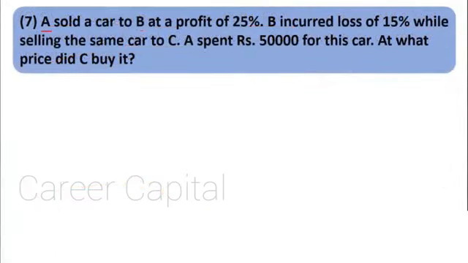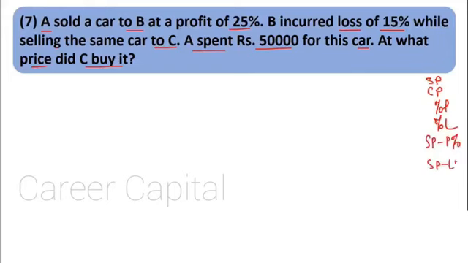A sold a car to B at a profit of 25%. B incurred a loss of 15% while selling the same car to C. A spent rupees 50,000 for this car. At what price did C buy it? Now we know the common terms which are used in profit and loss, that is selling price and cost price. Then we'll have the profit percent, profit, loss, and all that stuff. We also know the formula for selling price when we have the profit percent and when we have the loss percentage.